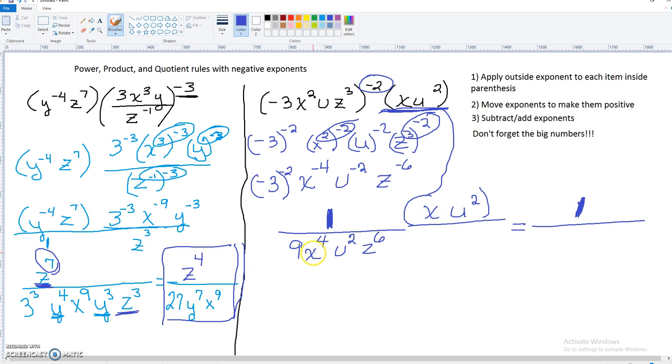Okay, but this x and this x, they need to be subtracted. The 4 is bigger, so our answer will be on bottom. So 4 minus our invisible 1 is 3. U squared cancels this u squared. They just subtract each other out and end up being 0, so they just go away. And now we've got z to the 6th left. And this is your final answer.